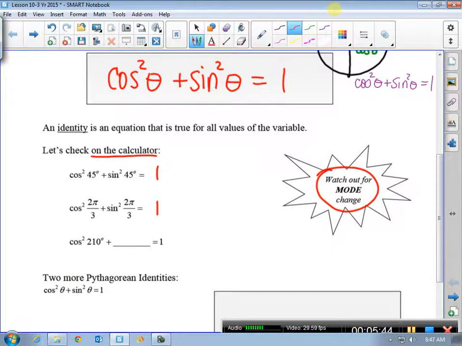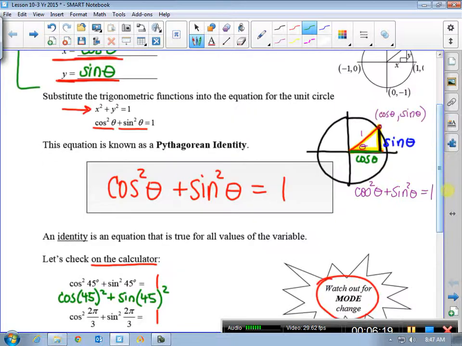The last question there is cosine squared of 210 plus what would give you 1? Of course, it's sine squared of 210 degrees. So when you put these in your calculator, they actually look like that, with the squared on the outside. Okay, just a little practice.